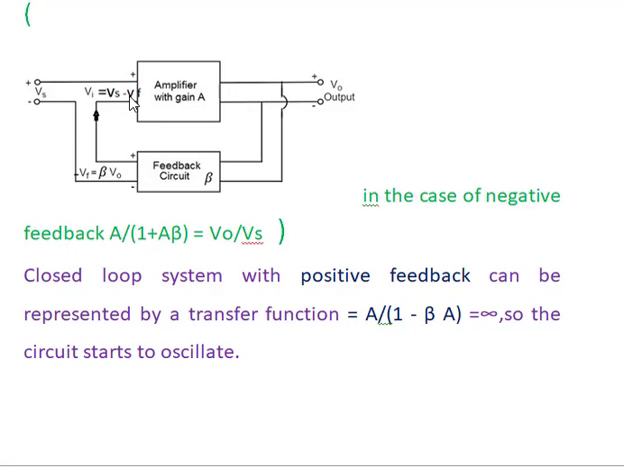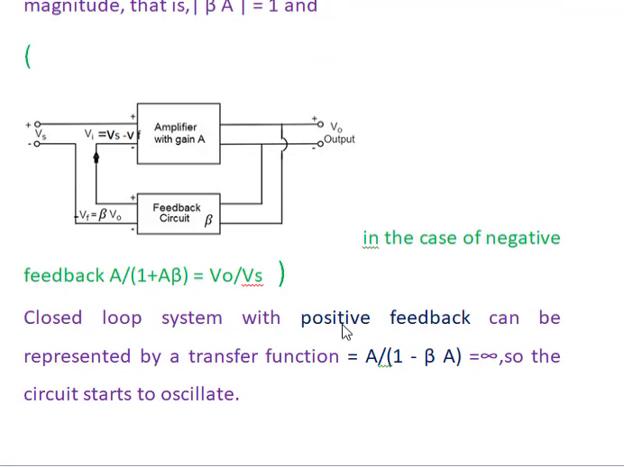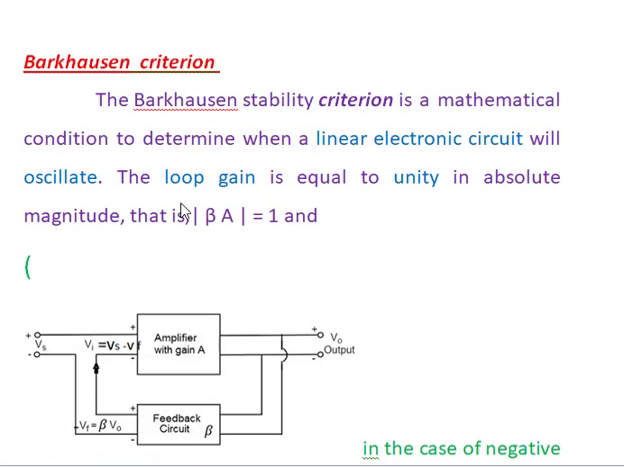So again it is coming here. So the total input voltage Vi is V source minus V feedback. In the case of negative feedback, we get the gain as A divided by 1 plus A beta. In the case of positive feedback, we get A divided by 1 minus beta A. Here, beta A is nothing but the loop gain.